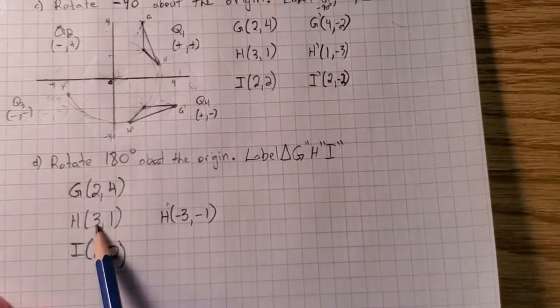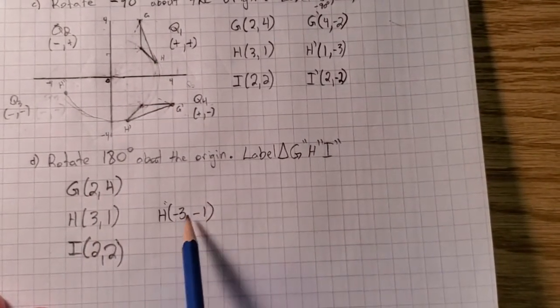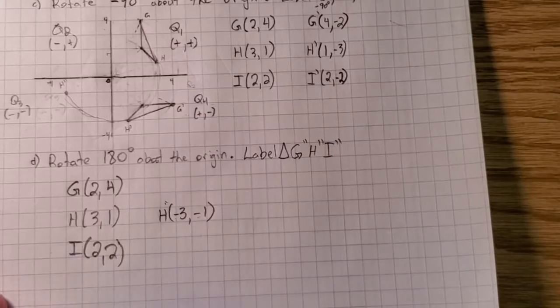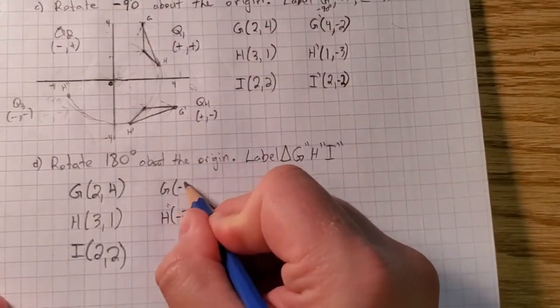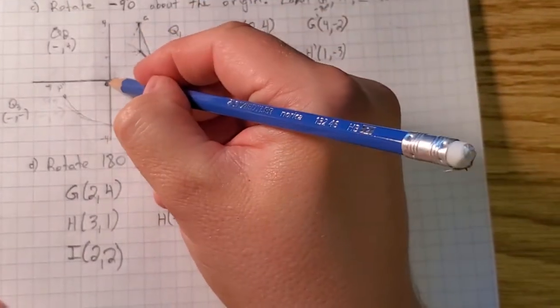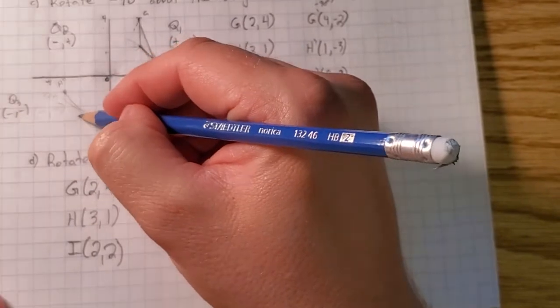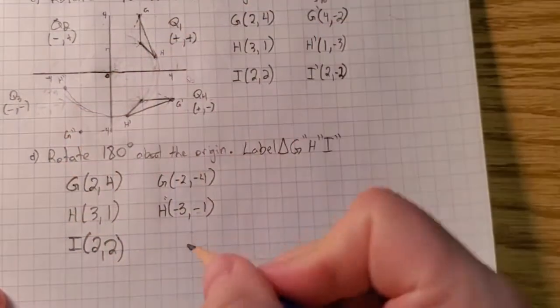Okay, notice for a rotation that's 180 degrees, you just flip your signs. Okay, what about G? If we flip our signs, we're going to expect that it's going to be -2, -4. So let's go -2, 1, 2, and go 1, 2, 3, 4. There is my G double prime.